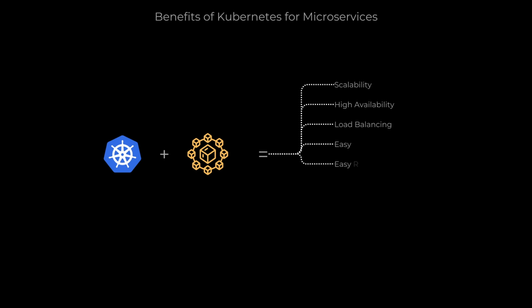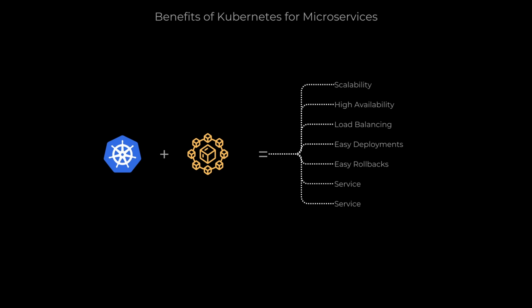Easy deployment and rollbacks. Managing deployments and rollbacks can be complex in a microservices environment. However, Kubernetes simplifies this process by providing easy deployment and rollback mechanisms. You can easily deploy new versions of your microservices, monitor their performance, and roll back to a previous version if any issues arise. This flexibility allows for seamless updates and reduces the risk of downtime during deployments.